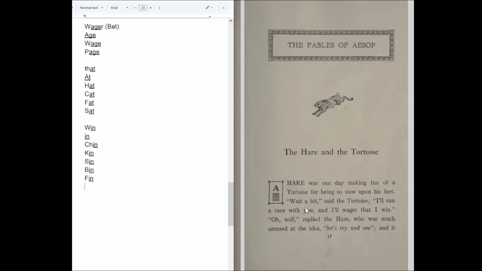Okay, take a moment, and I'm going to let you read it on your own. I'm going to point to the words. We'll go slow. Read it out loud. Ready, go.